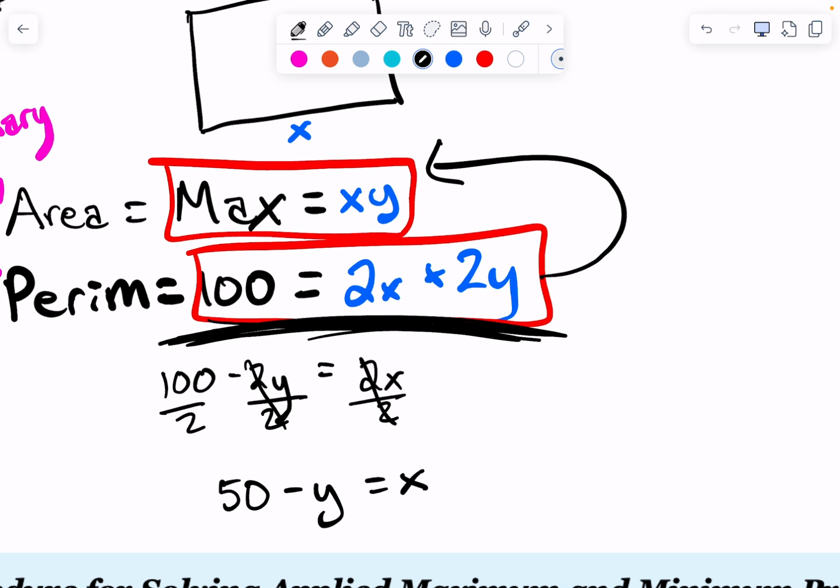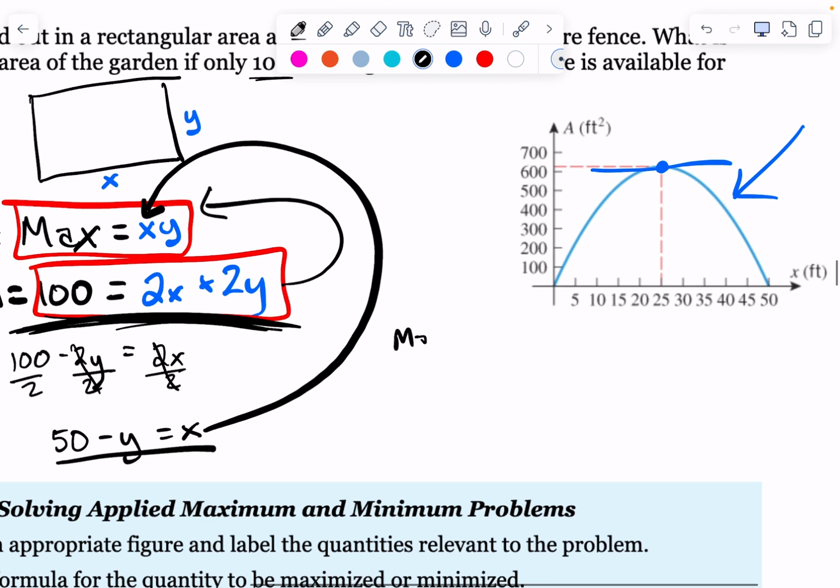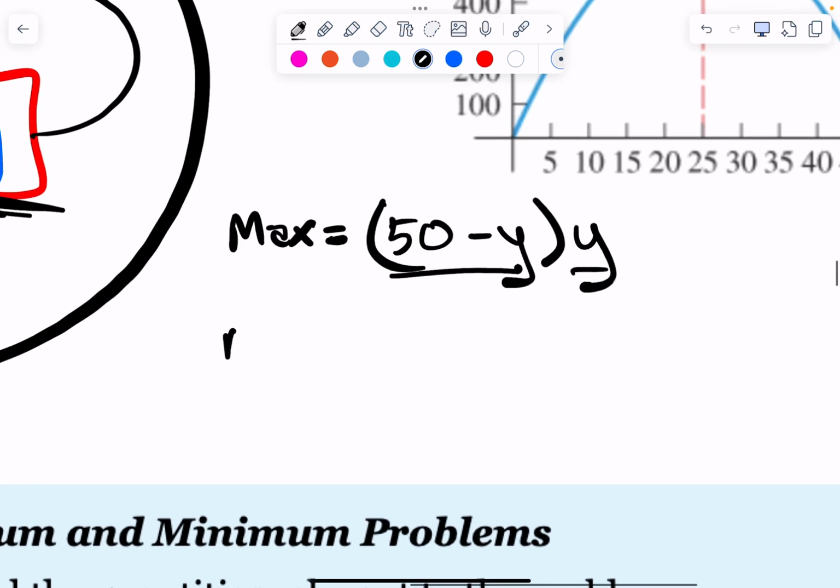So we have it solved for x, this guy. Now I'm going to take that x and plug it in right here. So now I want the maximum to be equal to, I'm going to plop that stuff in for x, and I'm going to have a y here. 50 minus y, do you see what I'm doing here? Like xy, this is now xy. So if I distribute, I want my maximum to be equal to, and can I do it this way, negative y squared plus 50y? Can I do that? Okay.